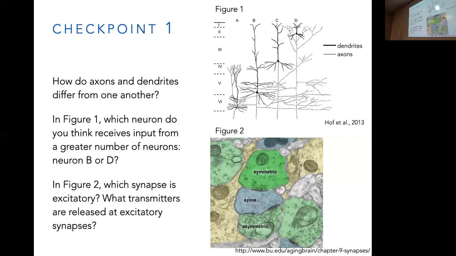So don't think about this as being their connectome. This is just showing you their morphology. Where's their dendrites? Where's their axon?